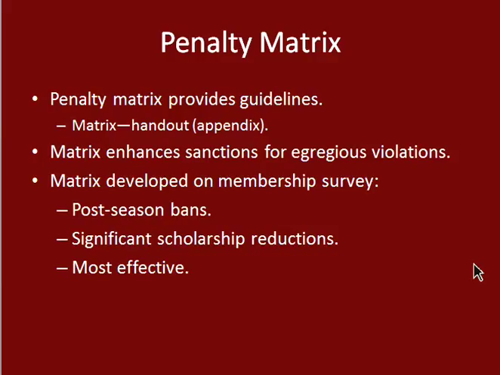Now, one of the tricks is in the bylaws, the committee still has an out, so they can still go outside the ranges if there are certain circumstances present. The bylaws, of course, do not specify what those circumstances are, and so it's going to take a few years with case precedent, and those of you on the call, to develop the necessary case precedent to fully define and flesh out what those circumstances are going to be. The matrix was developed based upon a membership survey in which the membership supposedly indicated that postseason bans and significant scholarship reductions would be the most effective to address major, now Level 1 and Level 2, rules violations.